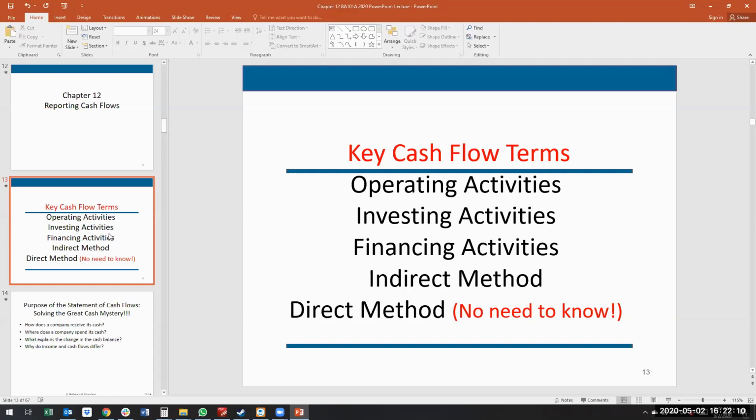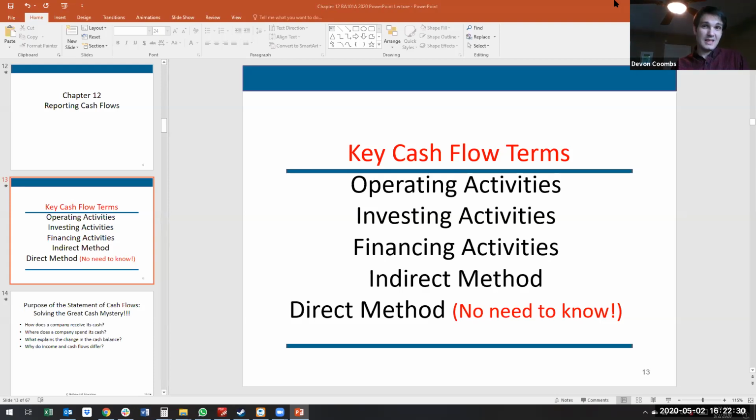Okay, let's go into statement of cash flows. What we've learned in this class is called the accrual method of accounting. So the accrual method of accounting really has to do with matching revenue to its expenses, and then revenue is recognized when it's earned. Right? That's an oversimplification. It's a little more complex than that. Revenue is generally recognized when it's earned by the company, and then expenses are matched to the revenue they generate.